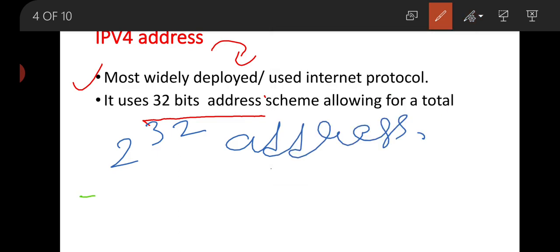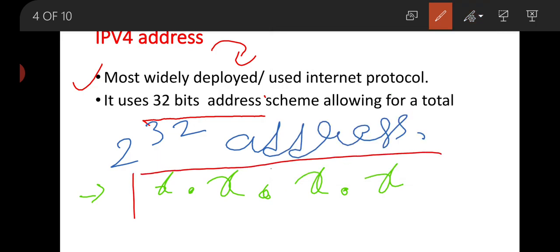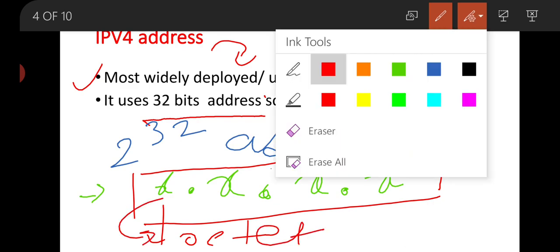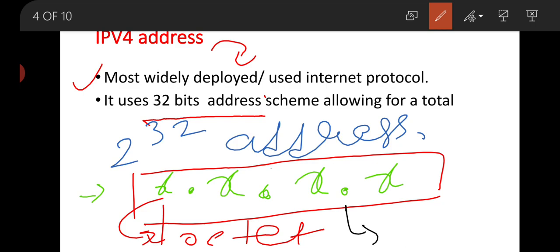Now if we are going to create an IP address, it is separated into 4 octets. Suppose x dot x dot x dot x. This is the format of an IP address that we have seen here. Here, x is called an octet, and the dot is called a period.